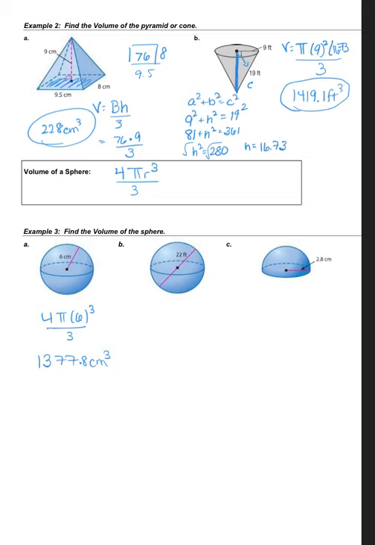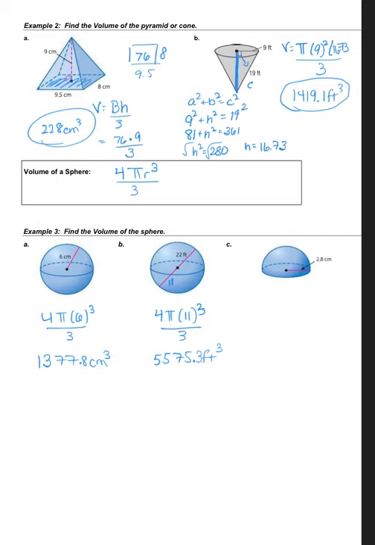All right, part B. Now this one gives us the diameter, but we want the radius. So 22 divided by 2 tells us the radius is 11. So 4 pi, the radius is 11 cubed, divided by 3. So again, we start with the radius. So 11 times 11 times 11 times 4 times pi divided by 3. And when I do that, I'm going to get 5,575.3 feet cubed.